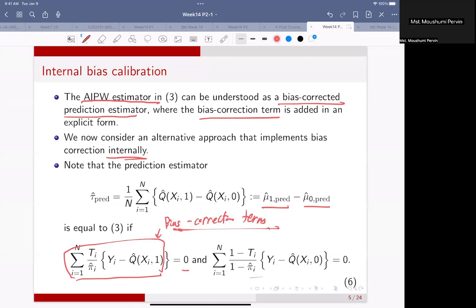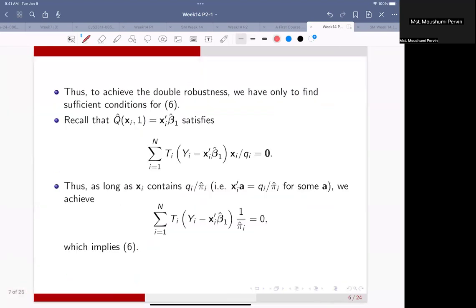And if the bias correction term is 0, that means this prediction estimator is already bias corrected. Okay. Now, the question is how to achieve this goal, right? How to achieve condition 6.